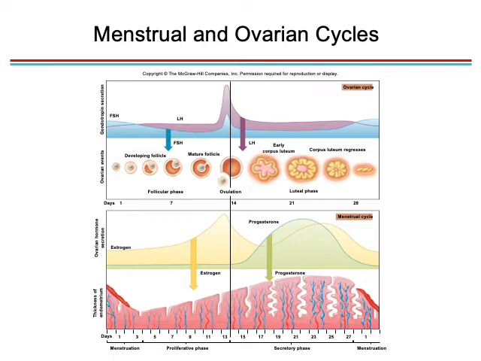Okay. Somewhere around day 25, if the corpus luteum has received no signals that the fertilized egg has attached to the uterus, it begins to degenerate. And you see this at day 25 as levels of progesterone and levels of estrogen begin to drop. Once these steroid hormone levels drop to a certain point, this triggers menstruation.